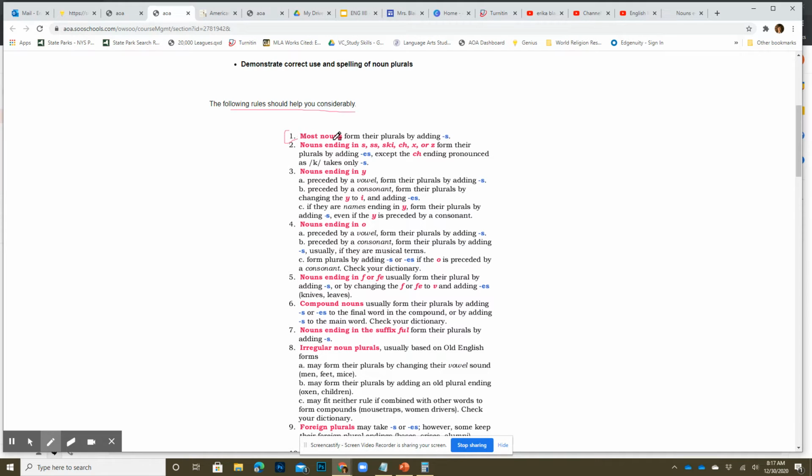The first one is probably the most basic, the most common. Most nouns form their plurals by simply adding an S. For example, cats, right? We just add an S. Easy peasy. Okay, so what if the noun ends with something funky, like an S or two S's?